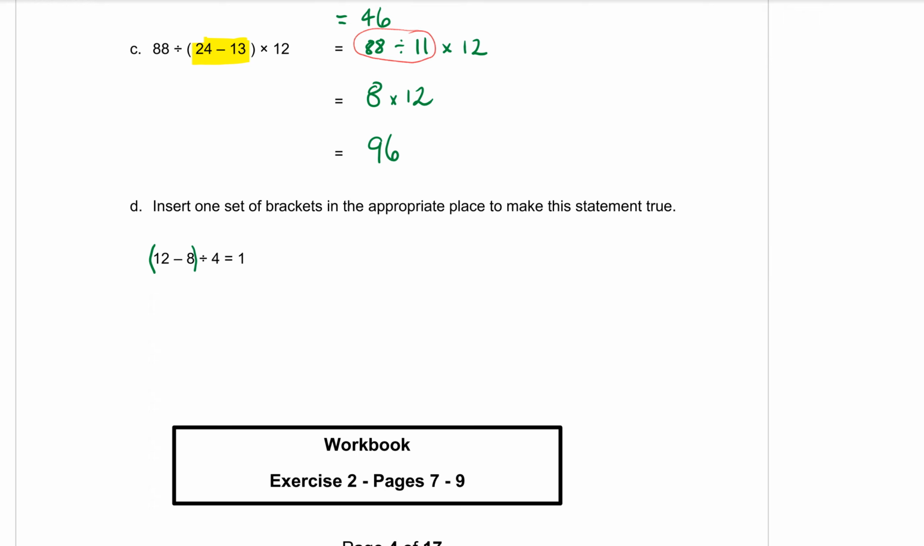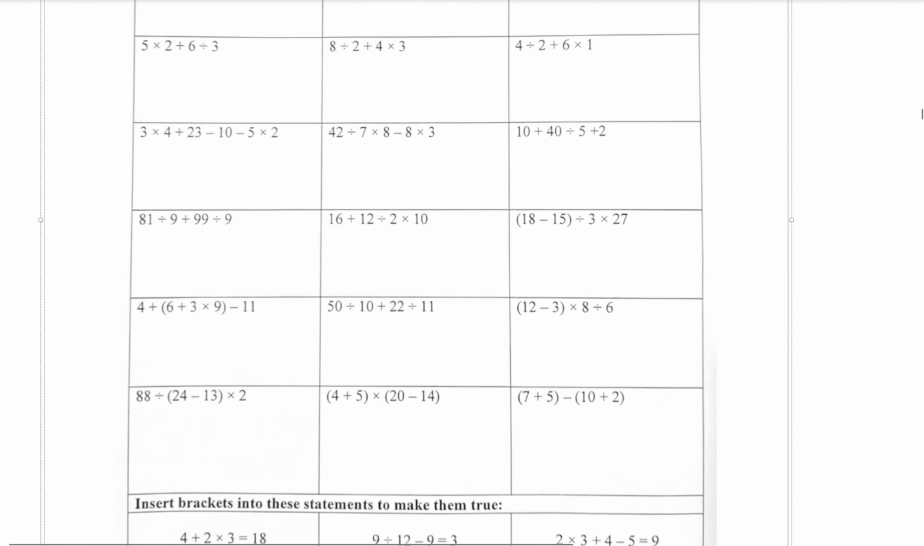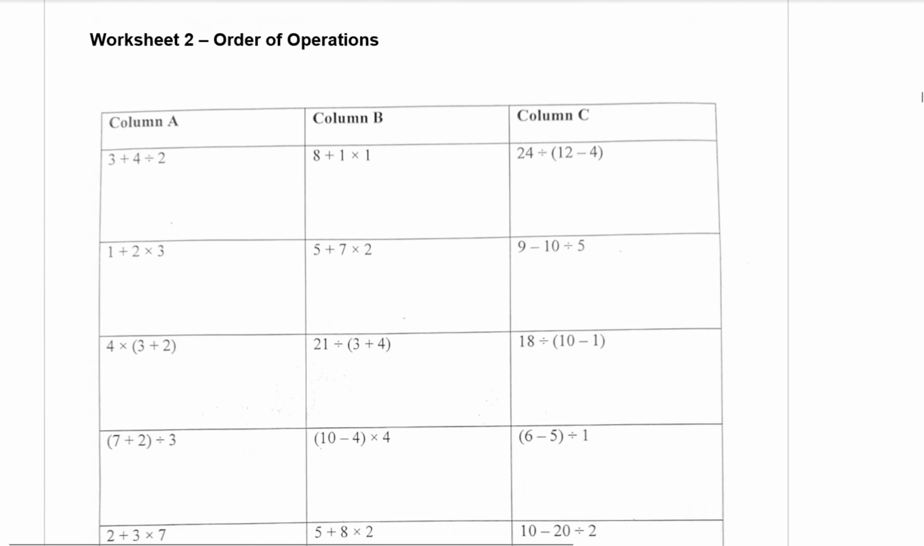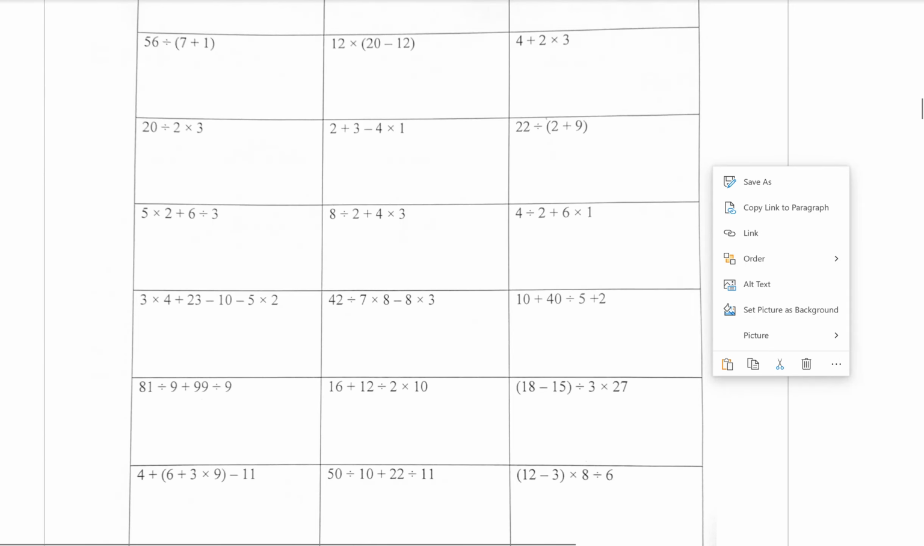Okay, so that's it. We're going to do some more practice on our order of operations. So in your workbook, you're going to go to exercise 2, and you're going to be doing the work from pages 7 to 9. You may not be able to do all of those questions. So pages 7 and 8, I'll just quickly bring that up over here. Pages 7 and 8 are right here. You have 3 columns. I'd like you to at least try to do column A and column C.